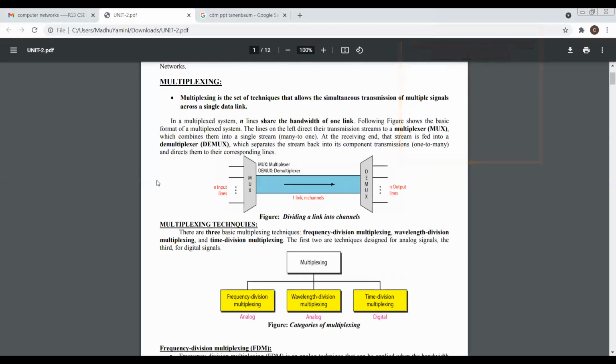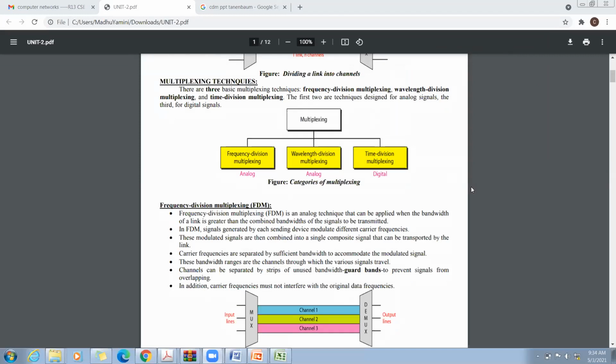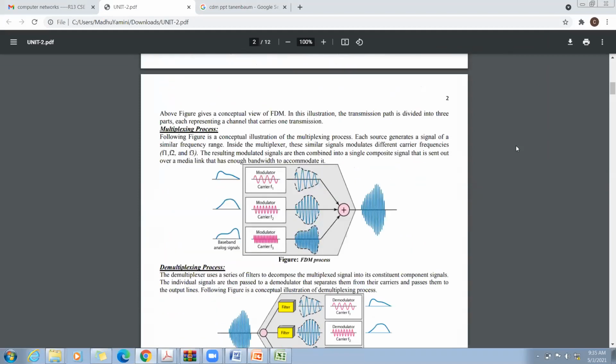Yes, good morning, students. In the last class, we started the topic of multiplexing. We have seen what multiplexing is and different multiplexing techniques. In that, the first topic is frequency division multiplexing. In frequency division multiplexing, we have seen what the multiplexing process is and what the demultiplexing process is.